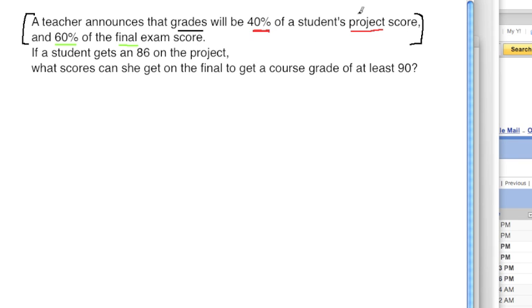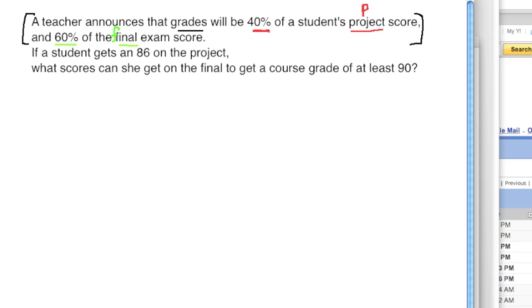We'll call the project score P, and we'll call the final exam score F. It sounds bad to say the final exam score is F, but no, we'll just go with those two.